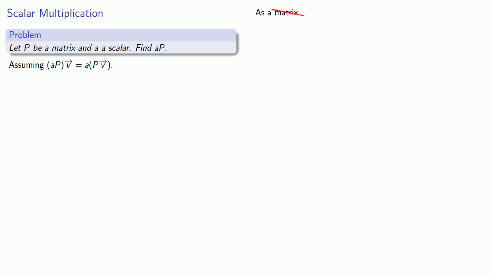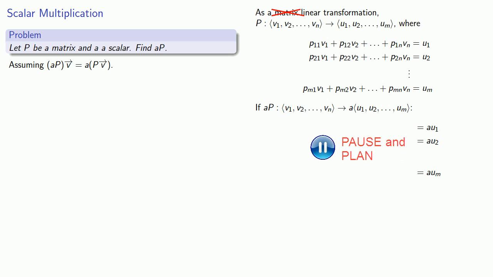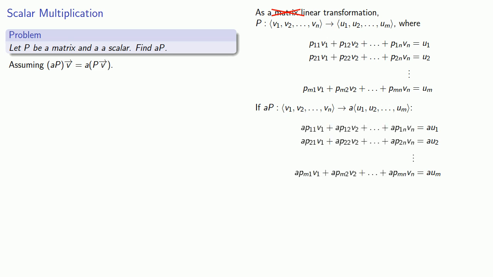As a matrix, I mean as a linear transformation, P is going to take some vector V to some vector U, where the entries of P correspond to the coefficients in the formulas that give us the components of the vector U. If we want the matrix AP to take our vector V and send it to the vector A times U, then we want those coefficients to give us the components of AU. So if I want to get the components AU1, AU2, and so on, what do I have to do to my formulas? And the simplest thing to do is to multiply each of our formulas by A.